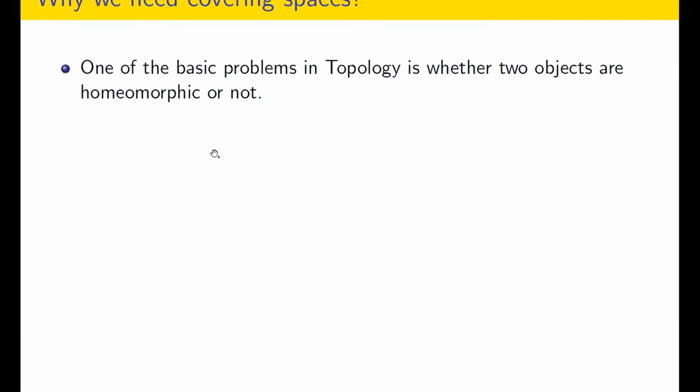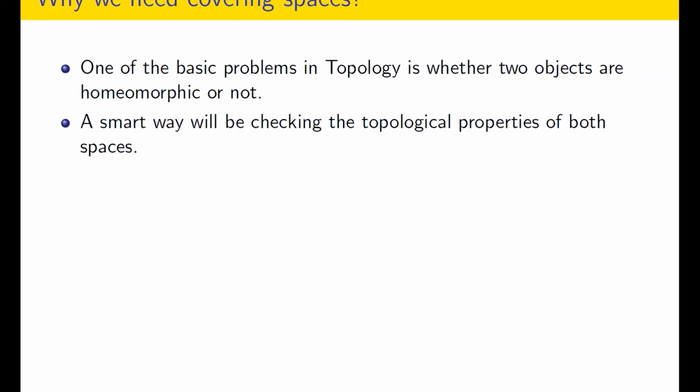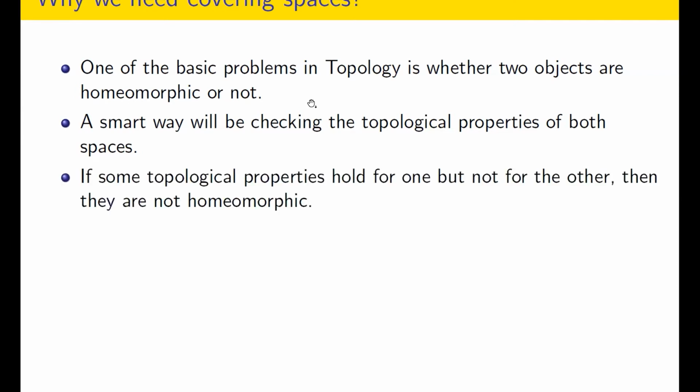One of the basic problems in topology is whether two objects are homeomorphic or not. That is, if we have two objects, X and Y, then whether we can find a homeomorphism between X and Y or not. One smart way is checking the topological properties of X and of Y. If there is a property P which X satisfies but Y doesn't, then we can immediately say they are not homeomorphic. But does this always work?